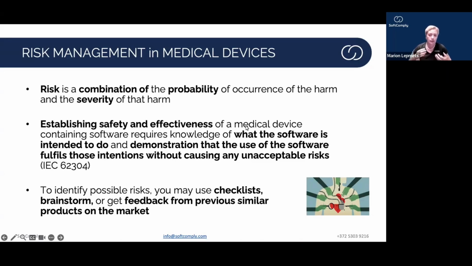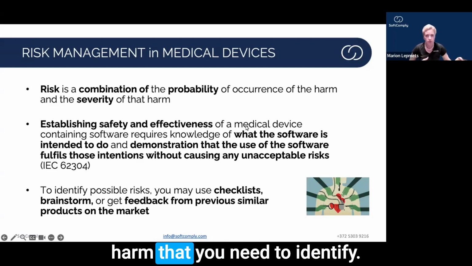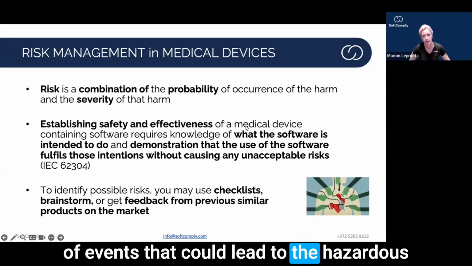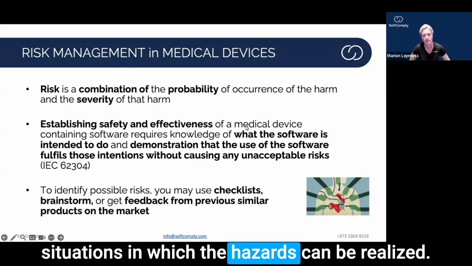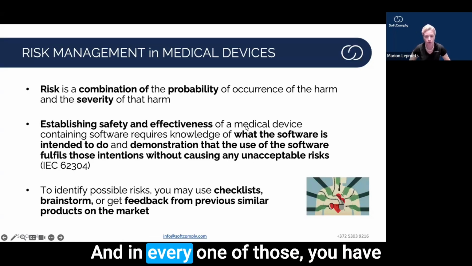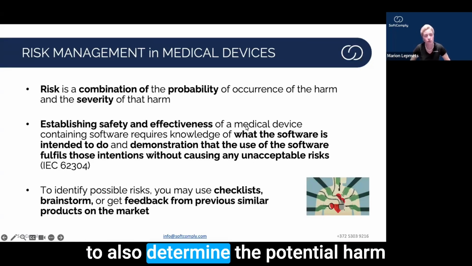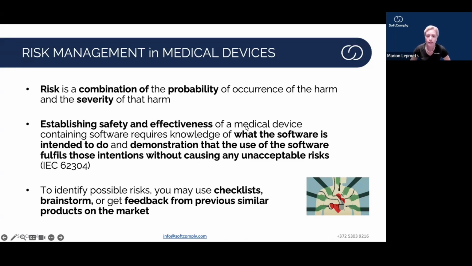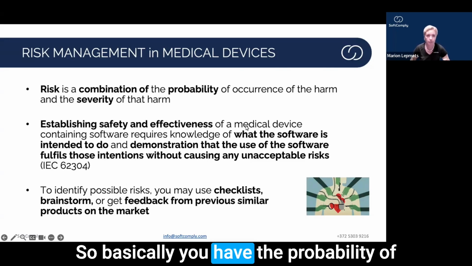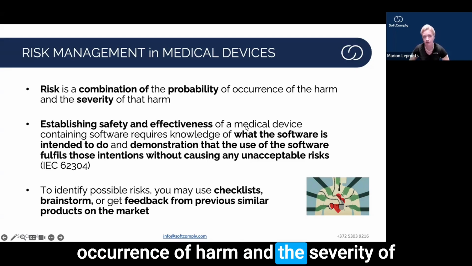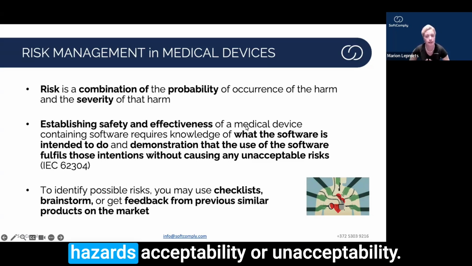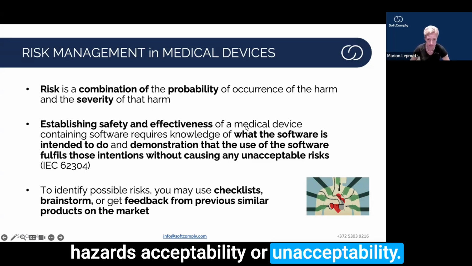So the hazard is a source of harm that you need to identify. You need to identify the potential sequence of events that could lead to the hazardous situations in which the hazards can be realized. And in every one of those, you have to also determine the potential harm that the patient or user may have. So basically, you have the probability of occurrence of harm and the severity of that harm that is used for evaluating the hazard's acceptability or unacceptability.